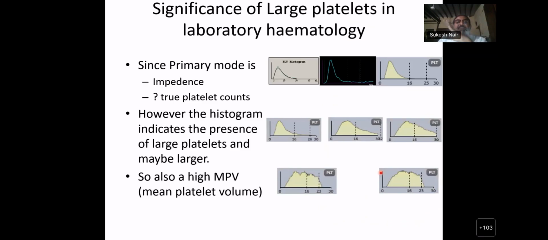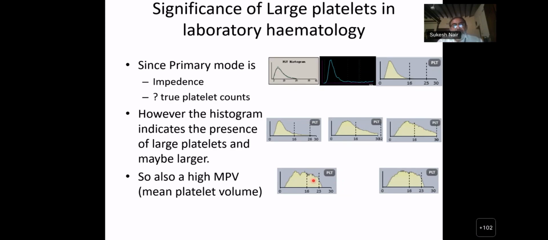So what is the significance of large platelets in laboratory hematology? Because most of the cell counters are impedance, and we know that impedance platelet counts have a threshold. They may miss large platelets. But to a certain extent, when it is only physiological anisocytosis, that is, there are no giant platelets, it still accommodates those large platelets. You can see that there are a few large platelets here, few more here, and much more here. But here, there are large platelets, but it's getting confused because these patients have got giant platelets.